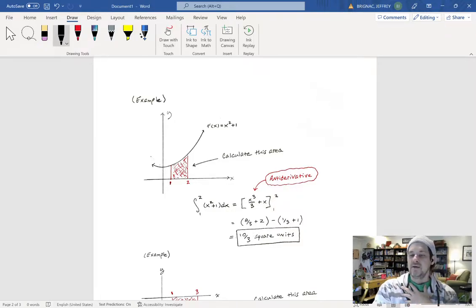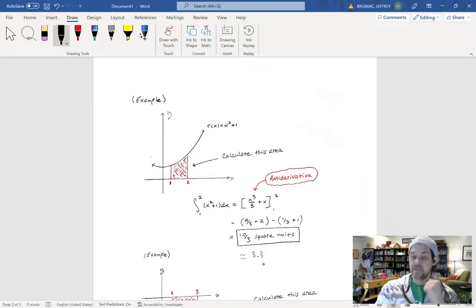Okay. Now on MyMathLab, it might be that you're asked to round your answer sometimes. Like it might say give a fraction. 10/3 is a fraction. It might say to round your answer to 1, 2, 3 decimal places. Who knows? Well, that would be 3.3 to round to 1 decimal place. Okay. So 10/3 square units.